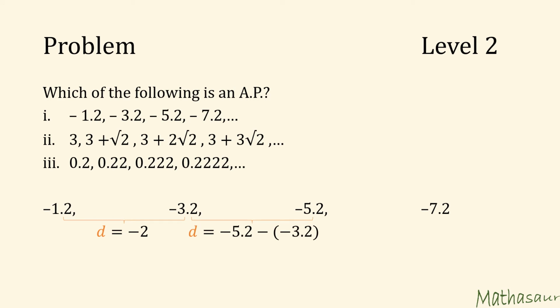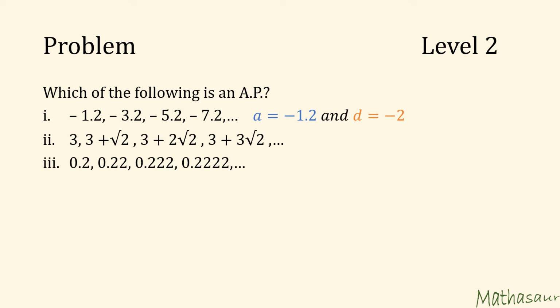Let us look at the common difference between the second and third term. It comes out as -2 again. Let us look at the difference between the third and fourth term. So we get d equals -2 for all the terms. So for this progression, we can identify small a as -1.2 and small d as -2. Yes, it is an arithmetic progression.